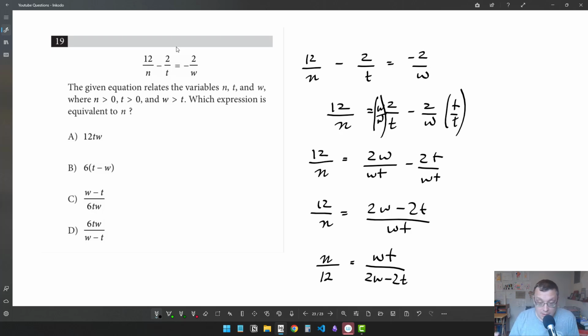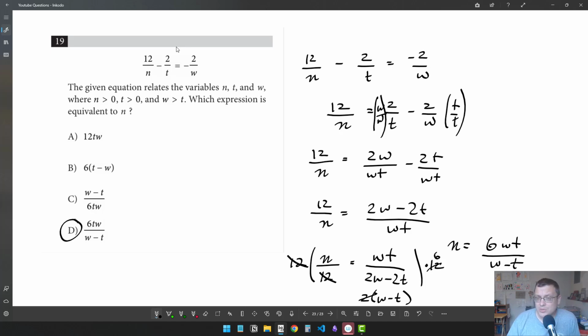And now I'm very close to done. All I have to do is multiply both sides by 12 to get rid of the 12 here. And I have my n equals. So it's going to be wt over 2w minus 2t times 12. And just note that this denominator is the same thing as 2 times w minus t. And so this factor of 2 will cancel a factor of 2 in the 12, leaving us 6. So I'm going to get 6wt over w minus t when that all simplifies. And that is going to match which one? It's going to match choice D.